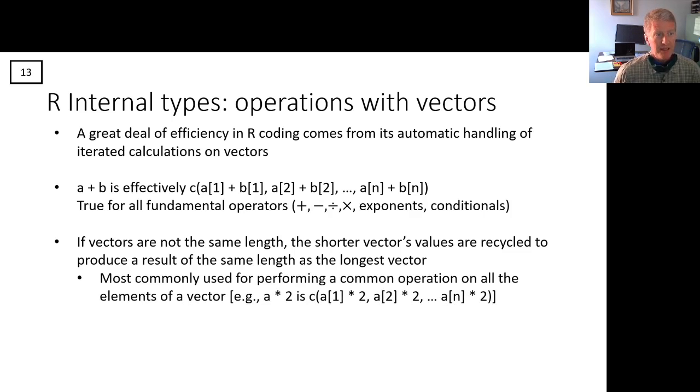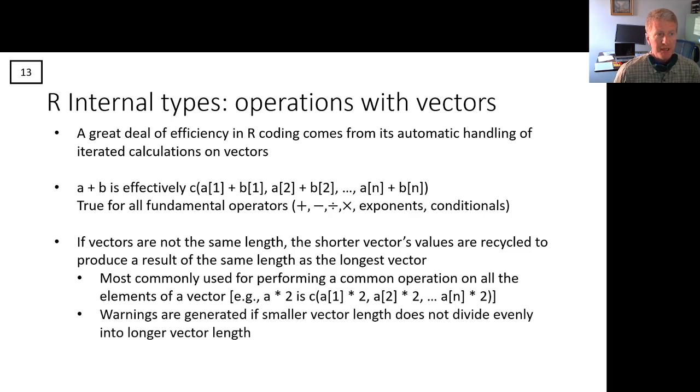Most commonly, this is for the purpose of taking a whole vector and multiplying it by a single number. If you recycle the shorter vector and the shorter vector only has one element, that means you're going to recycle that same single element for all of the elements of the other vector. So this is the reason that you can take a vector times an individual number in R, and you'll end up with a vector where all of the elements of the longer vector have been multiplied by that single element.